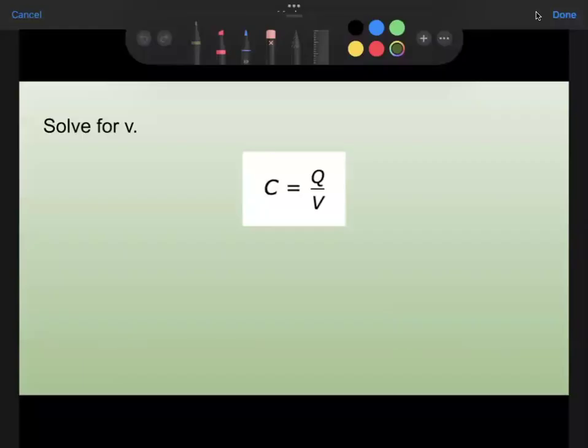Okay, here is our last one for today's video. We're taking the same equation we used earlier, which is c equals q divided by v, but this time we are solving for v instead of q. So let's look at this one.